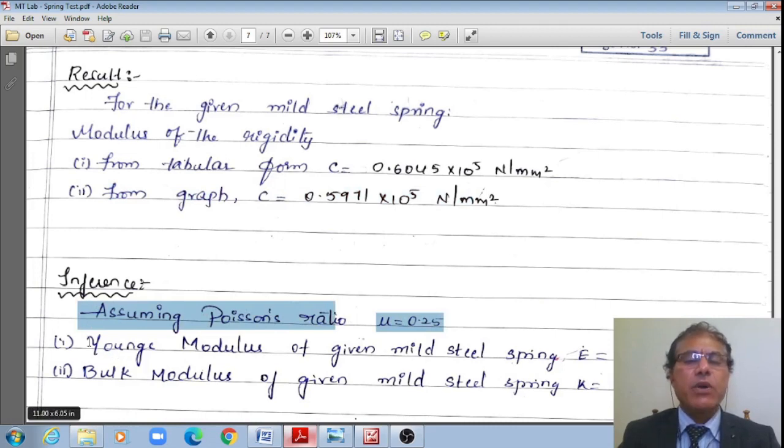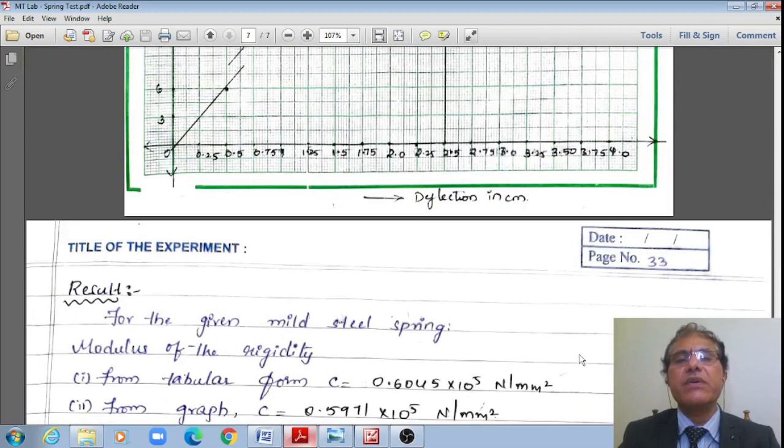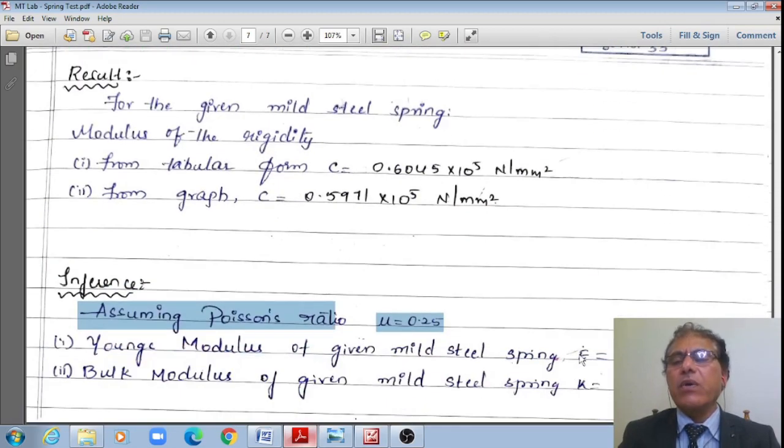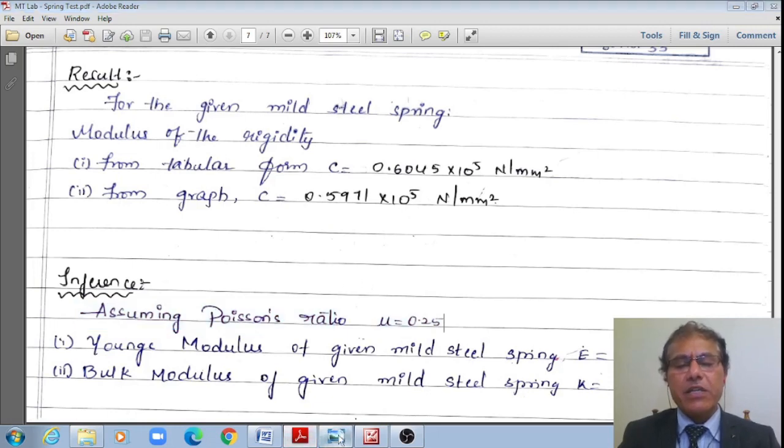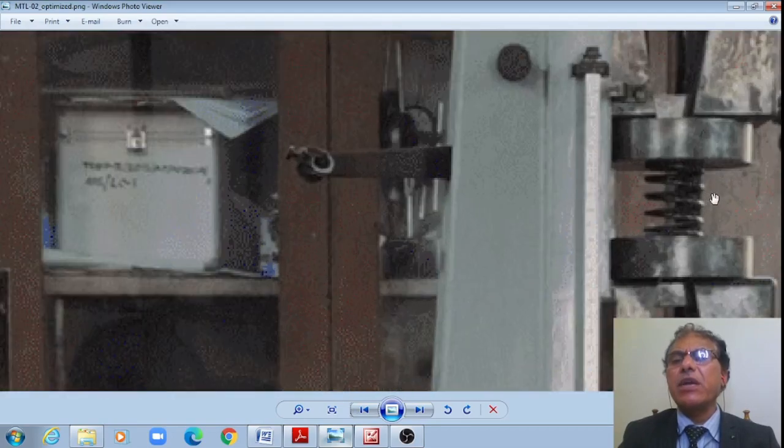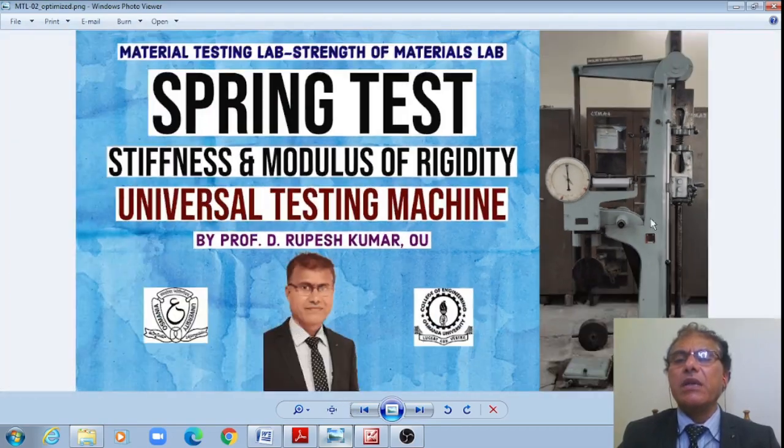the Young's modulus of the given mild steel spring can be calculated using this formula, which I already told, that is E is equal to 1.5162 10 to the power 5 Newton per mm square, and the bulk modulus of the given mild steel spring is K is equal to 1.0108 10 to the power 5 Newton per mm square, right? This is how, by conducting the spring test, I got the modulus of rigidity as well as the other moduli, right?